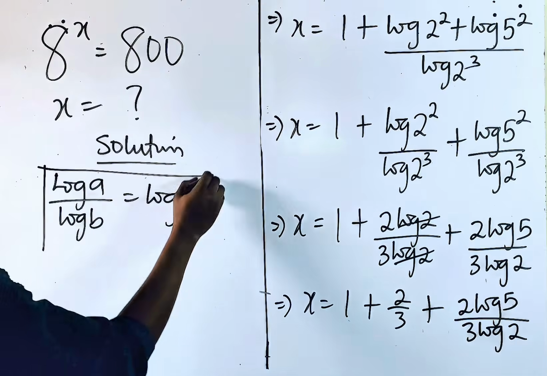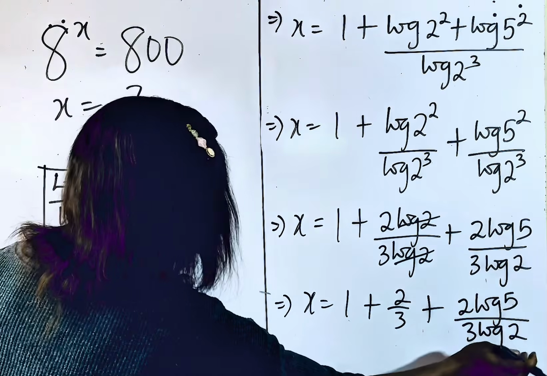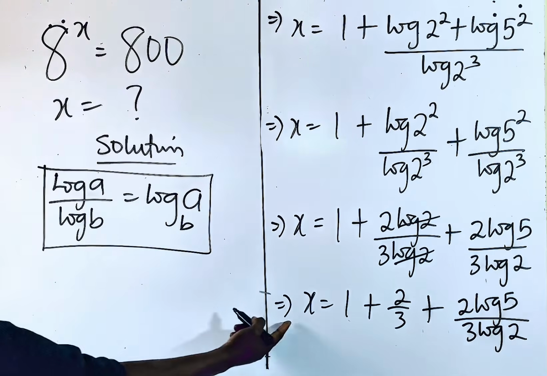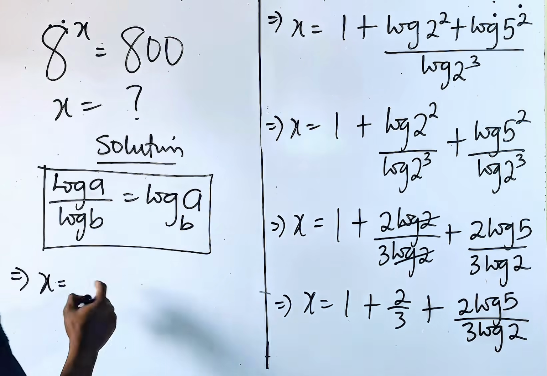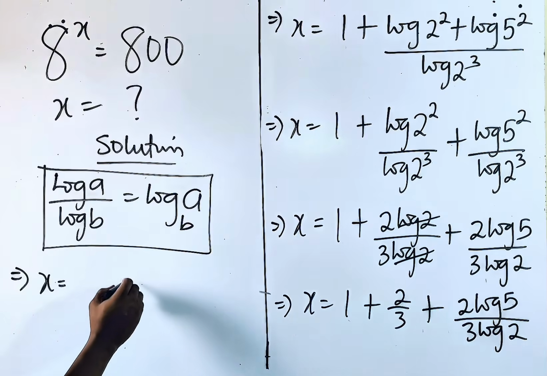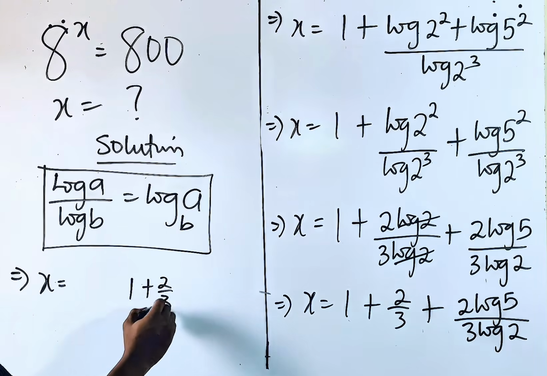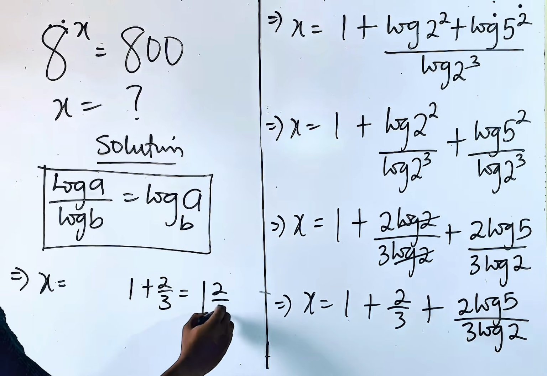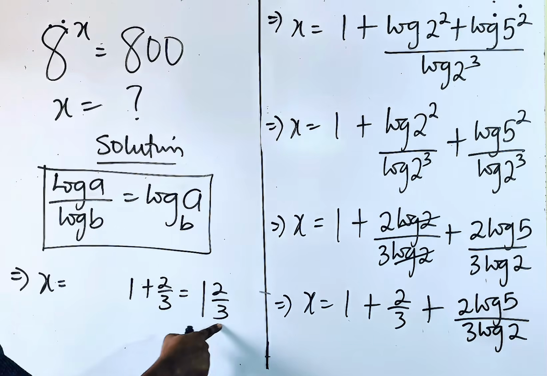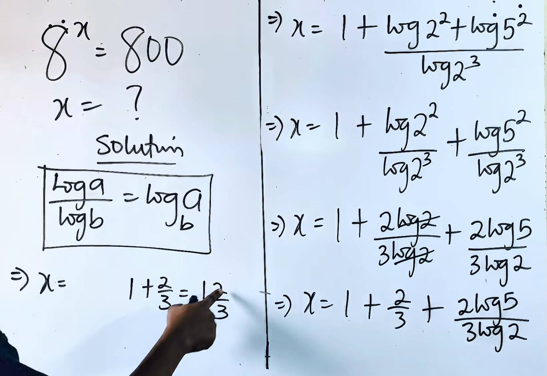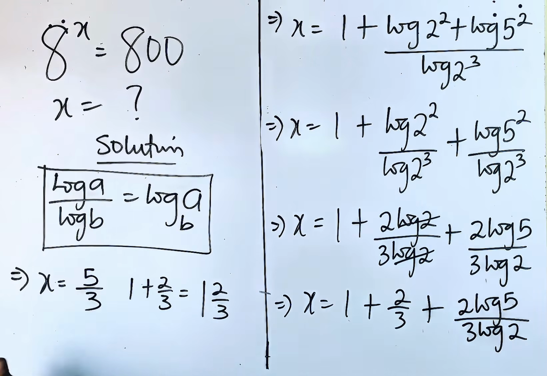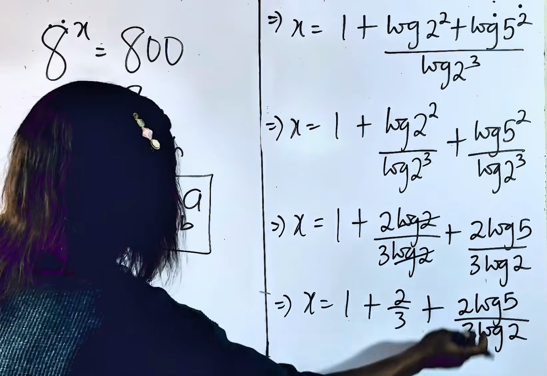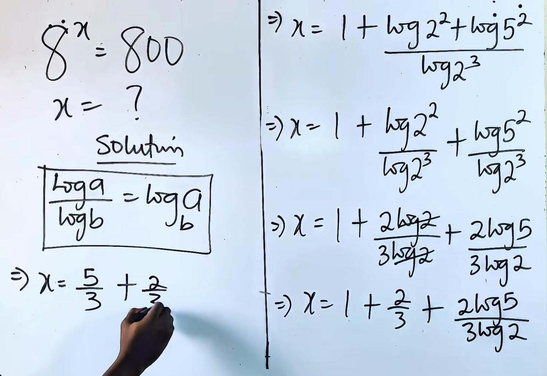So we're going to apply this change of base rule here, so that from here we have x is equal to 1, let's add this 2/3. When you add 1 and 2/3, it's the same as 1 and 2/3. If you simplify, this multiplied by this gives you 3, add 2 gives you 5. So it's the same as 5 on 3. So that gives us 5 on 3 plus, for this, we are going to have 2/3.